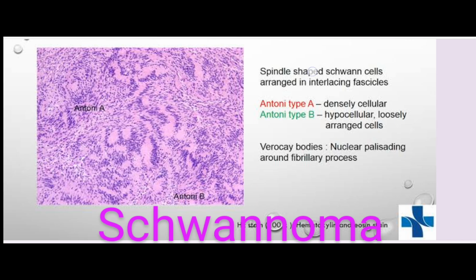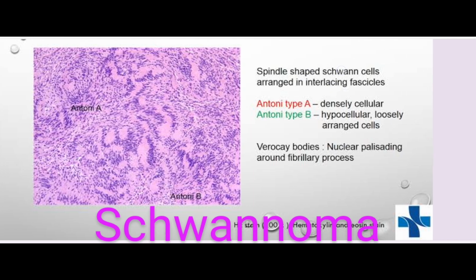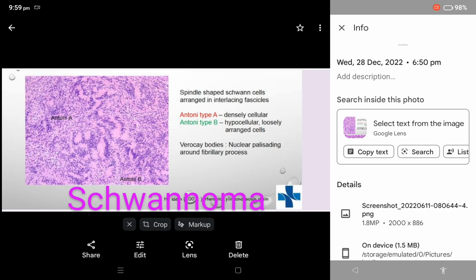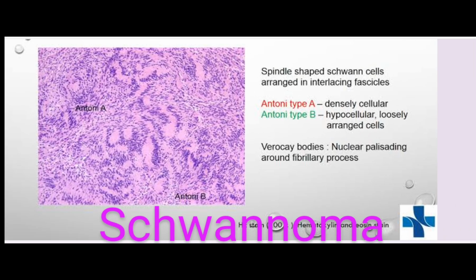It is spindle-shaped Schwann cells arranged in interlacing fascicles, and Antoni type A is densely cellular. The area where the nuclei are present very densely is known as Antoni type A, and the hypocellular, loosely arranged cells are known as Antoni type B bodies. And the Verocay bodies, nuclear palisading around the fibrillary processes, are also known as Verocay bodies. So all three terms, Antoni type A, Antoni type B, and Verocay bodies, are related to schwannoma.